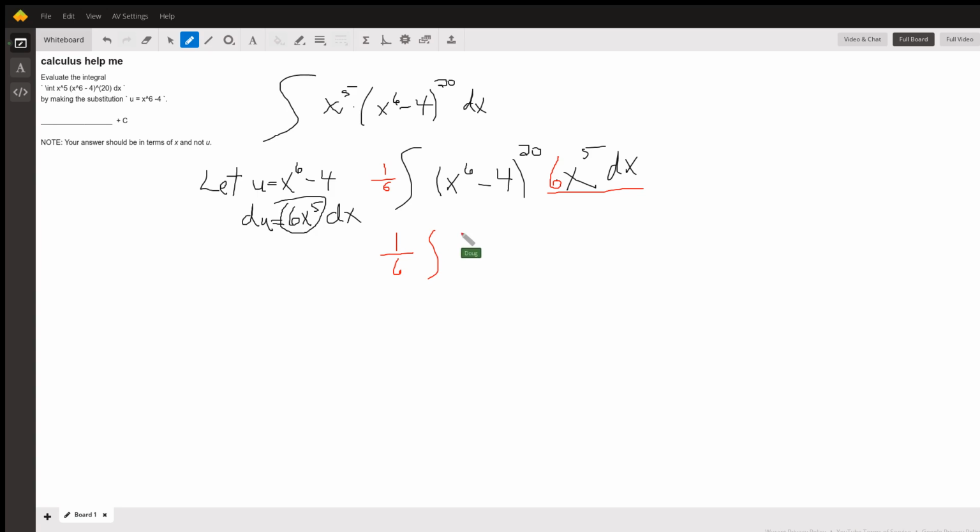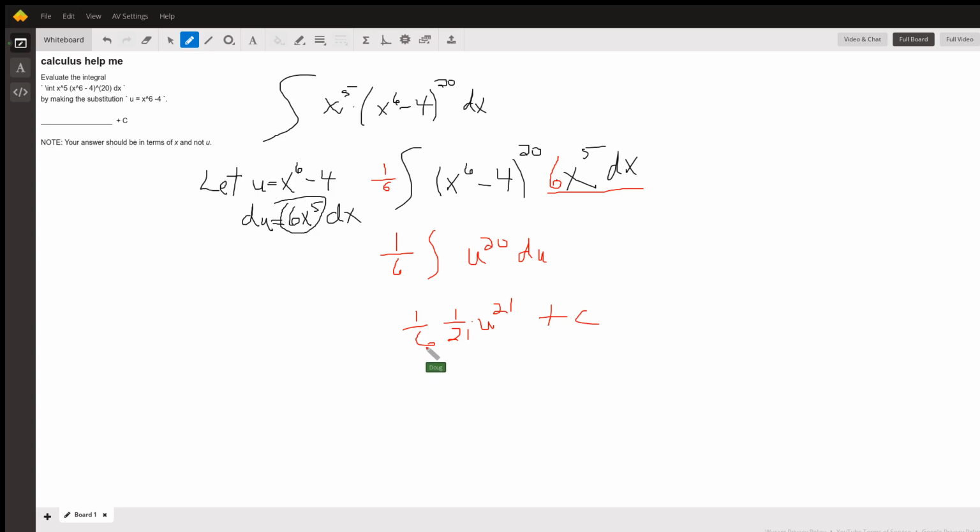x to the 6th minus 4 is u. 6x to the 5th dx is du. And now I've got an integral which it's easy to find an antiderivative for. I raise that exponent by 1 and multiply by the reciprocal of the new exponent, or divide by the new exponent. And then I add on the constant of integration.